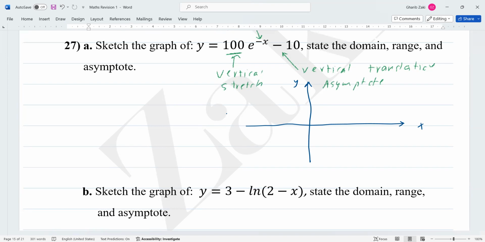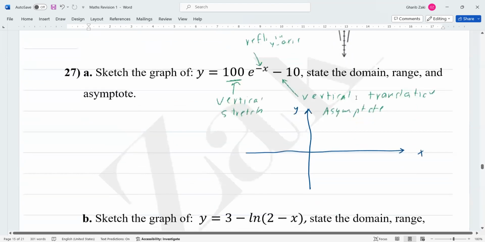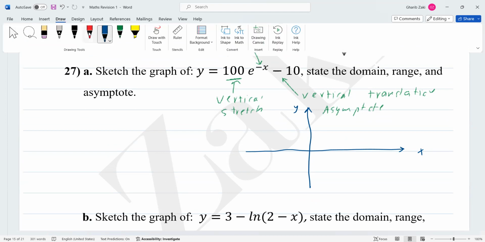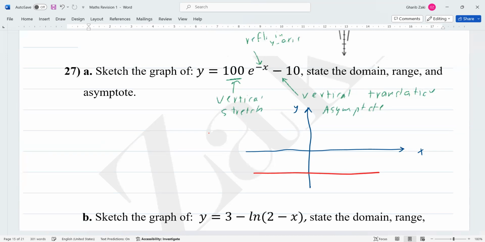Okay, now, first of all, e power negative x, we said it is reflection in what? In y-axis. But before we do anything, we have to draw the asymptote. Asymptote is y equals negative 10. So this is the asymptote, y equals negative 10. But the curve maybe intersects x-axis and y-axis. So before we sketch, we have to get the points of intersection with the axis.